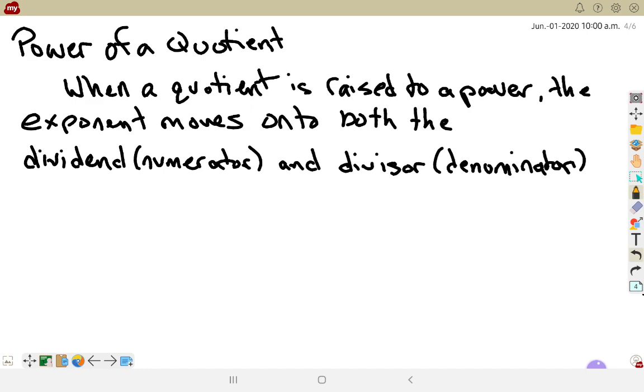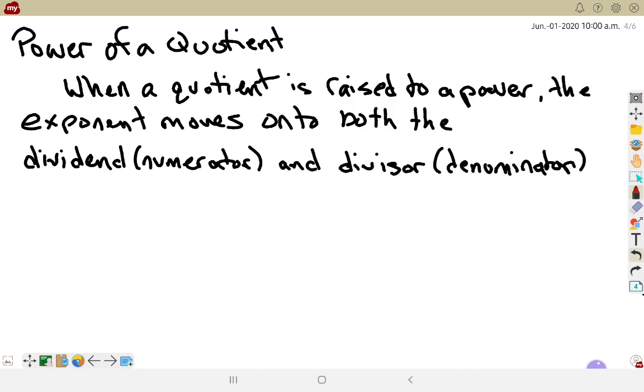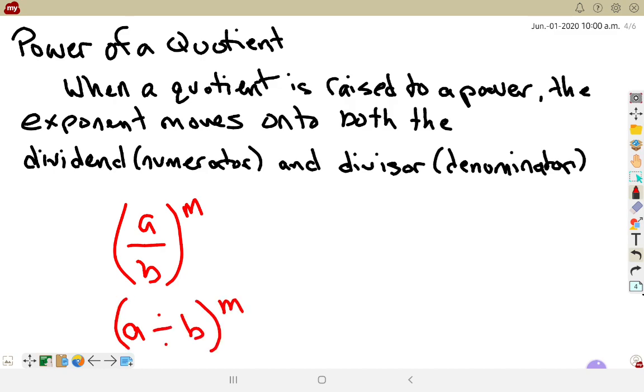So when a quotient is raised to a power, the exponent moves onto both the dividend, or the numerator, as well as the divisor, which is also referred to as the denominator. If I have my quotient, a over b, raised to an exponent of m, this would be equivalent to having a divided by b raised to an exponent of m. Both would be the same thing. This gives me a with an exponent of m divided by b with an exponent of m.